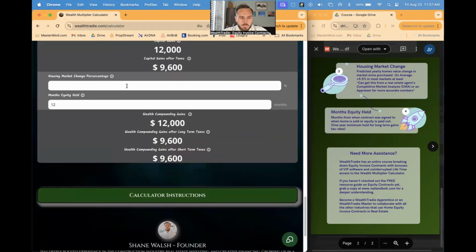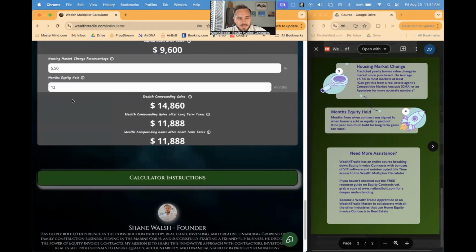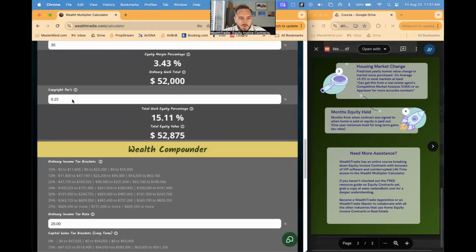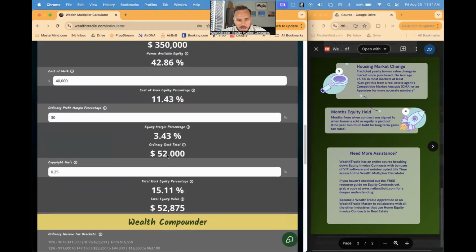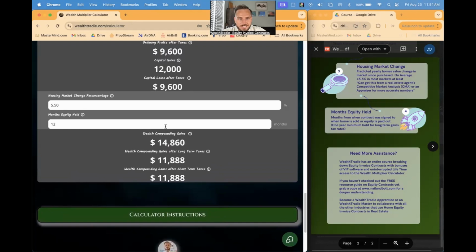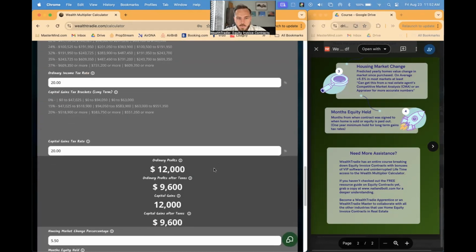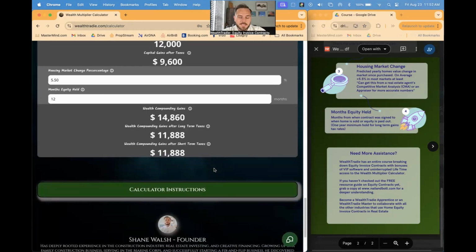So now we've got the housing market change percentage. And if we just keep it at 5.5, which is the average, we can see the difference. The normal $12,000 of work I would have made, which is that 30%, is now $14,000. $14,000 instead of $12,000, just because I converted it to equity instead of cash. And then it appreciated. And you could play around with this.